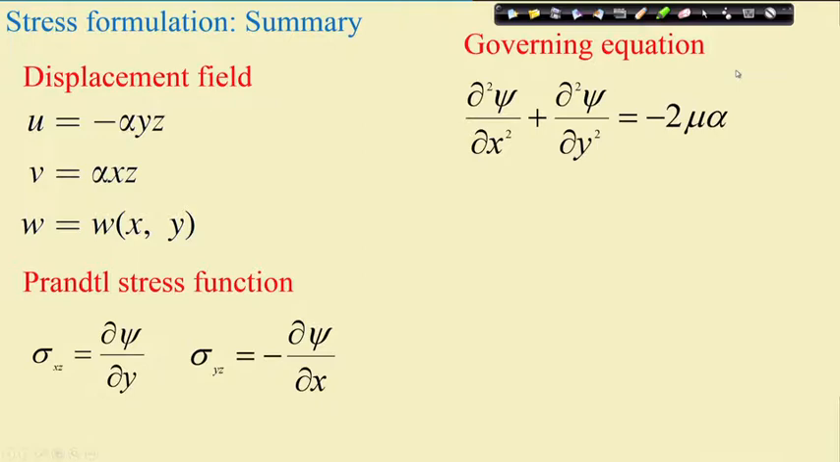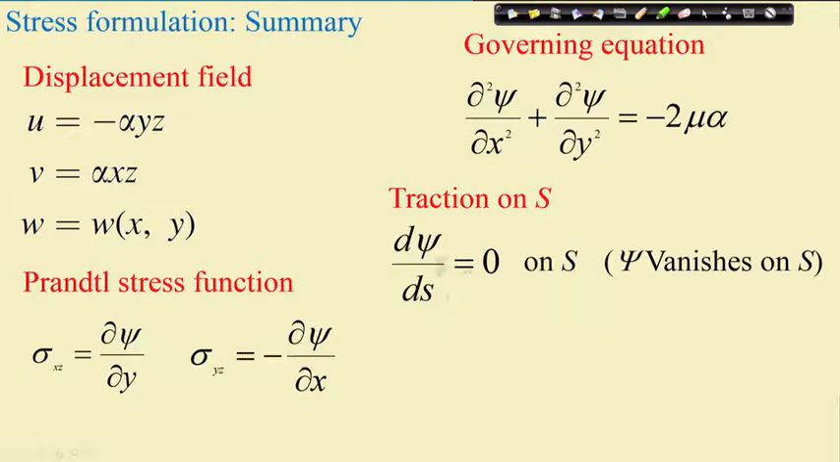Once we have the governing equation, next we have to apply the boundary conditions. Since it is a stress formulation, we have to apply the boundary conditions on stresses, which means we have to write traction boundary conditions. We have two boundaries: one is the surface of the shaft, and the other is the two ends of the shaft. If we apply the boundary condition on the surface S, it gives you d psi/ds equal to 0, which gives you psi is constant. We can assume this constant is 0, which means psi vanishes on S.